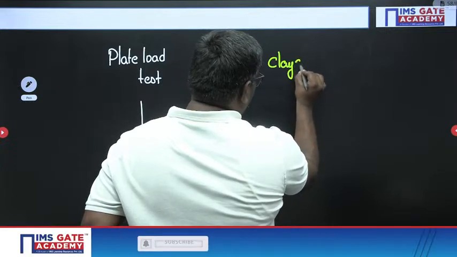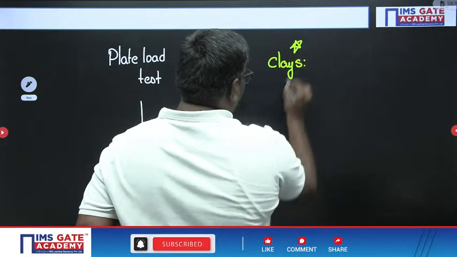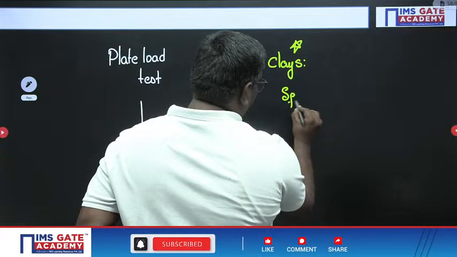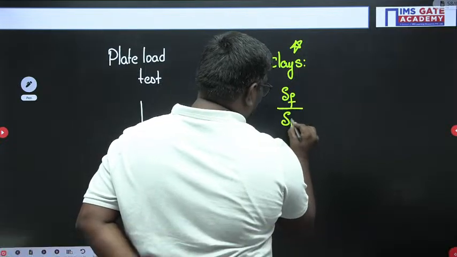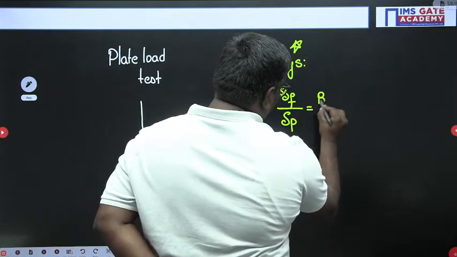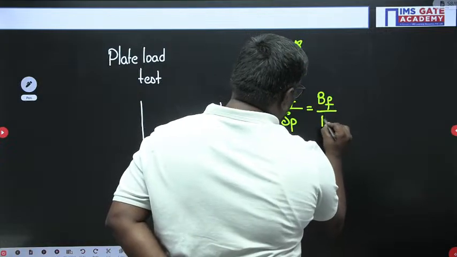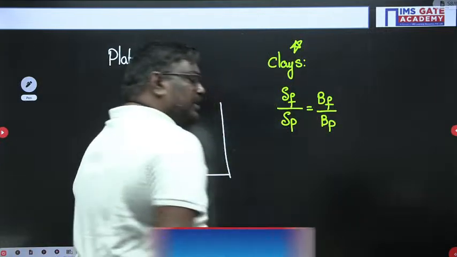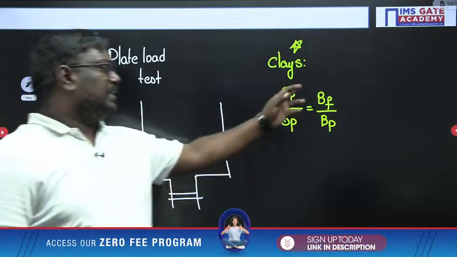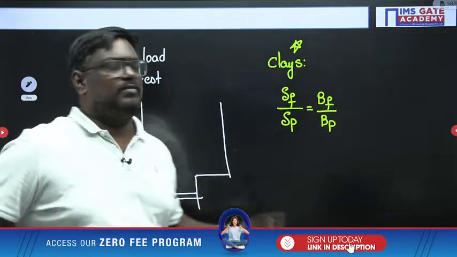these are important formulas: settlement, plate load test. SF by SP is equal to BF by BP. What is SF by SP? Settlement of foundation upon settlement of plate is equal to breadth of the foundation upon breadth of the plate.